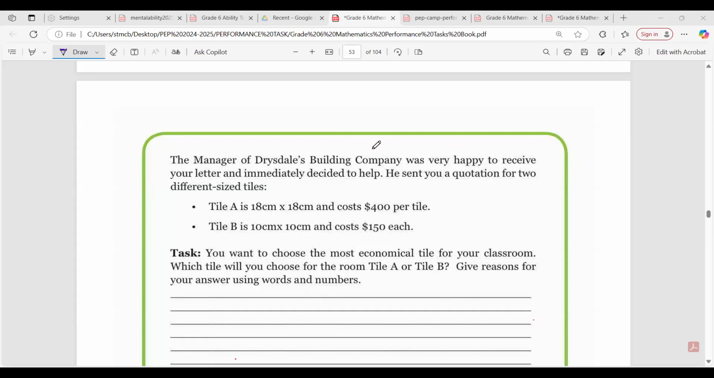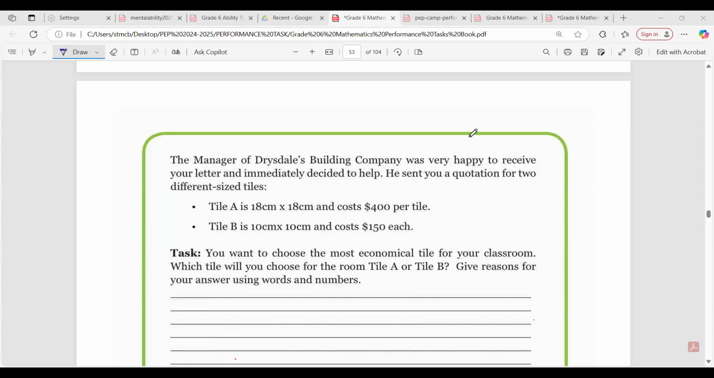How would you approach this part of the project, the last task? It says the manager of Truesdale Building Company was happy to receive your letter and immediately decided to help. He sent you a quotation of some different size tiles. Tile A is 18 centimeter by 18 centimeter and the cost is $400 per tile, while tile B is 10 by 10 centimeter and costs $150 each. You want to choose the most economical tile for your classroom. Which tile would you choose for the room? Tile A, tile B. Reason for your answer. How do you approach that?